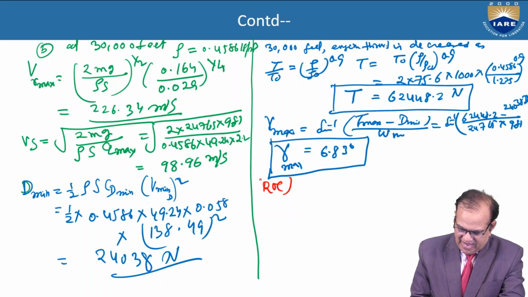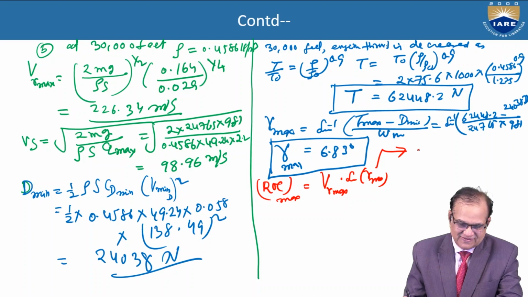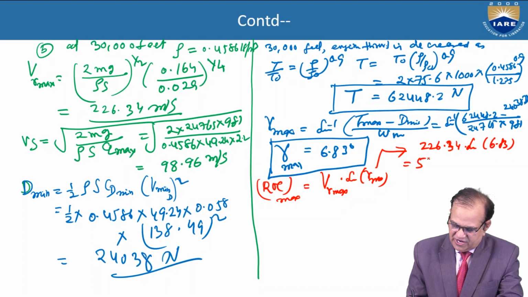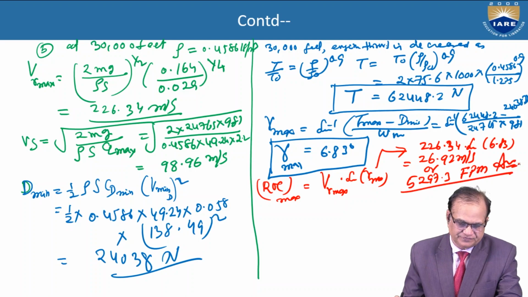We can also find out the rate of climb. So ROC max is equal to V gamma max into sine gamma max. So we can see here that V gamma max is equal to 226.34 into sine 6.83. So we will get here 26.92 meter per second, or we can write 5297.3 feet per minute. So this is the answer.